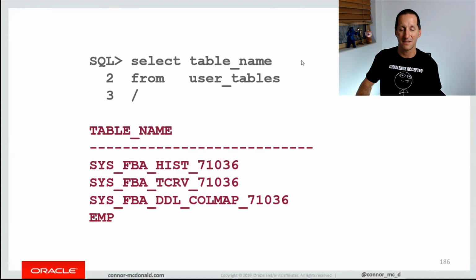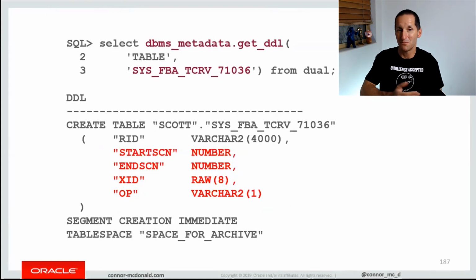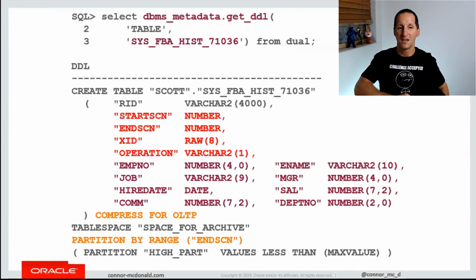If we look at the DDL, because these are just normal objects, you can see TCRV is start SCN, end SCN, XID, and OP. So probably a range of SCNs or timestamps at which a transaction has occurred, XID being the transaction ID, and OP being the operation: insert, update, delete. So we're probably storing there a record of all the different transactions that have occurred. If I look at the history table, I see the same thing, start SCN, end SCN, XID, operation as before. And then I see all the columns of the table, my employee table, empno, job, etc.